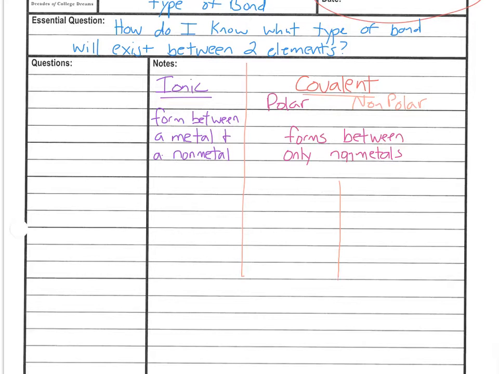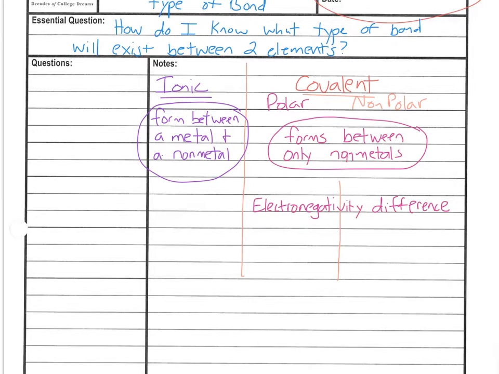So we'll draw a line here. I'm going to circle this because that's pretty much it. If you know it's ionic, you don't have to ask yourself the rest of these questions. If it's covalent, the next thing you need to do is look at the difference in electronegativity. So I'm going to write that here, electronegativity difference. And there is a chart on the back of your periodic table.